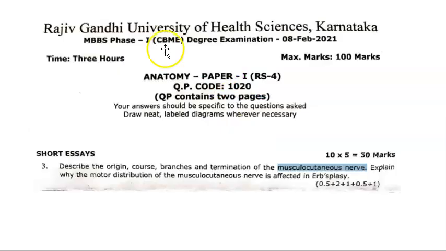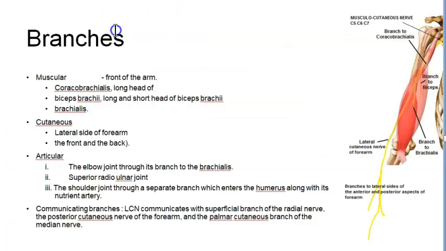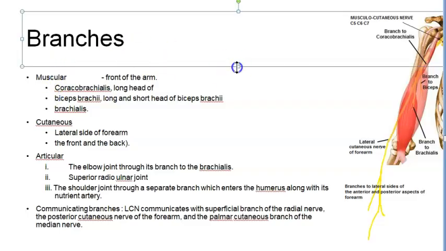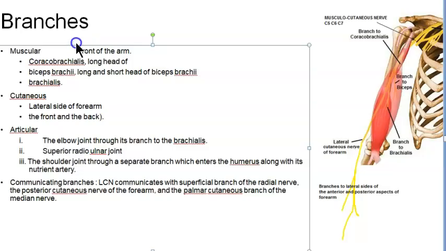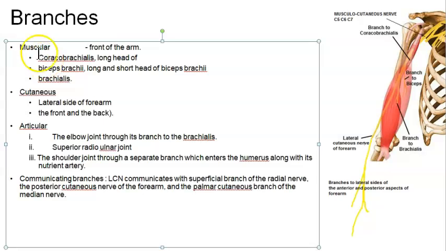See, the course had the maximum marks. 2 marks they had allotted for course. Then 1 mark for branches. Now let us look at branches. So branches, you have 4 headings here. Which are the headings? Please just make some space for all this data that we are going to see now. So the headings are muscular, cutaneous, articular, and communicating. So 4 types of branches.